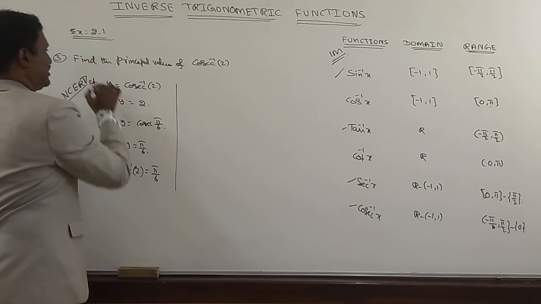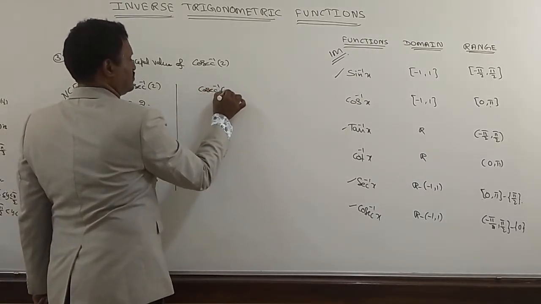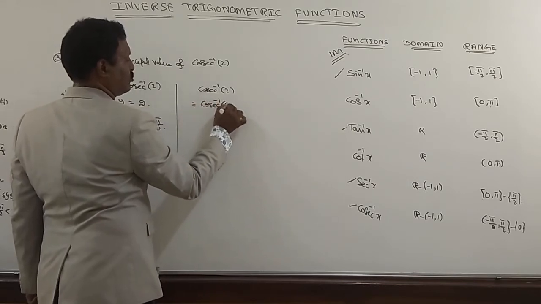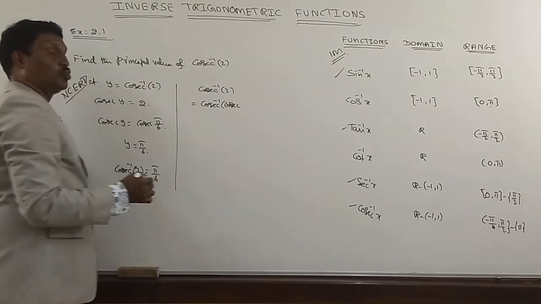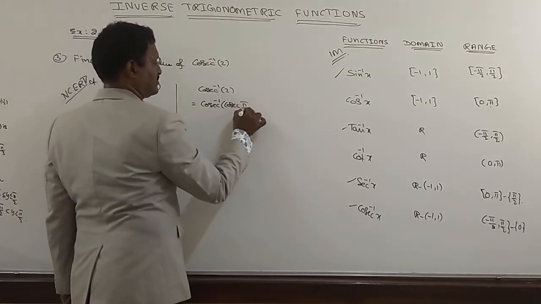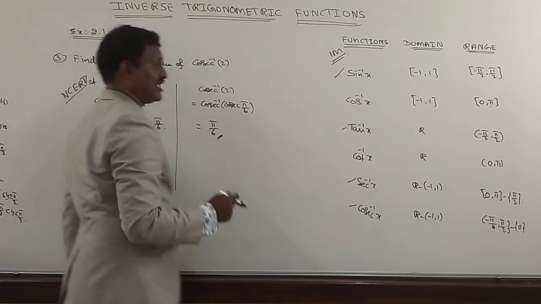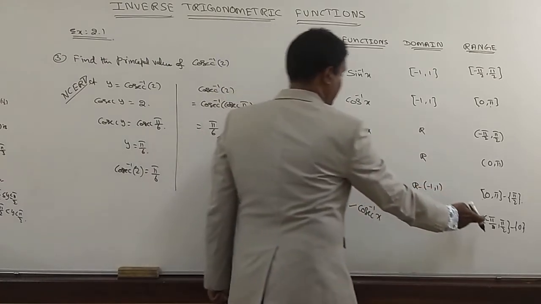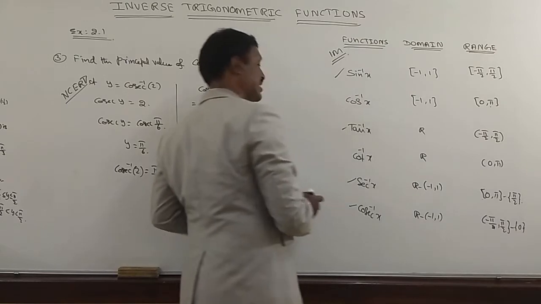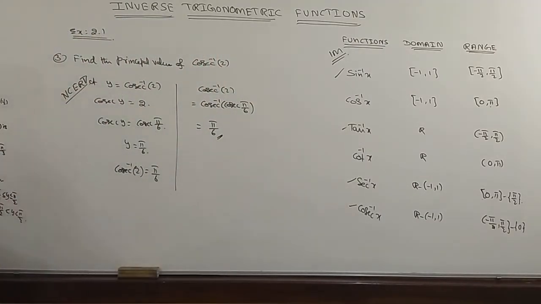Then another method, you can solve directly. Write cosecant inverse 2, which is equal to cosecant inverse of 2 in terms of cosecant. We can write 2 as cosecant pi by 6. Cosecant inverse cosecant gets cancelled, giving pi by 6. Check whether it is between the limits or not. Yes, it is between minus pi by 2 and plus pi by 2. So it is the correct answer. Yes, write it down.